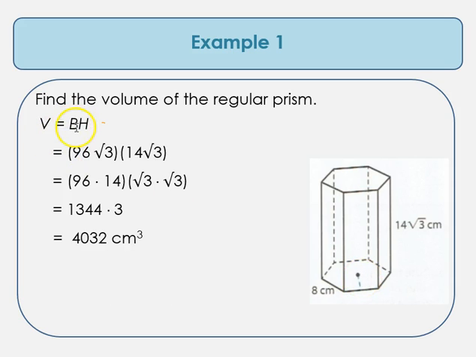So volume equals base times the height. We substitute our value for the base, which was 96 square root of 3, and the height is 14 square root of 3. So we multiply them together, and most of you don't do this step anymore, but so you can visually see it, 96 times 14 is 1344. Square root of 3 times square root of 3 is 3. These two numbers multiply together to be 4,032 centimeters cubed. So volume is cubed, area is squared.